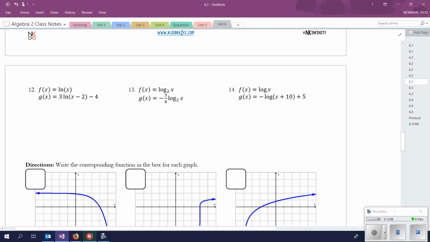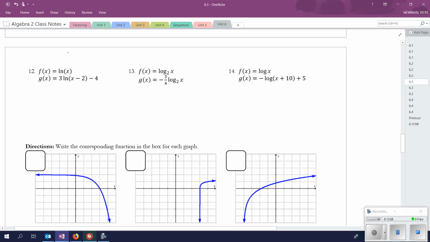Okay. Number 12, again, natural log, base e. You have to know that. So the 3 is a dilation of 3. -2 is to the right 2. -4 is down 4. So the moving right 2 changed our asymptote to x equals +2.